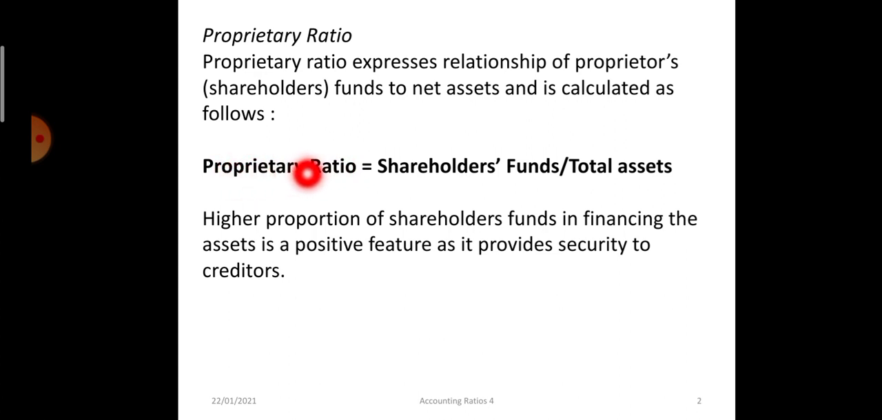Now the significance of this ratio is that if the shareholders fund is higher as compared to total assets, or in the ratio the higher proportion of shareholders means that capital has been used more to finance the assets, and which is considered as a positive feature. If the shareholders contribution proportion is less, then it instills a type of fear in the investors. They hesitate to invest in the companies where the proprietary ratio is low.